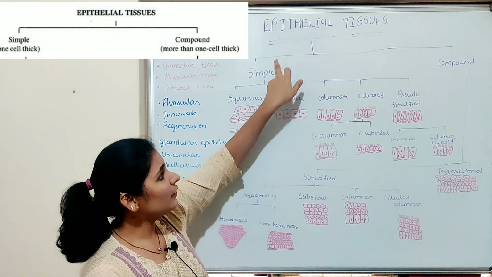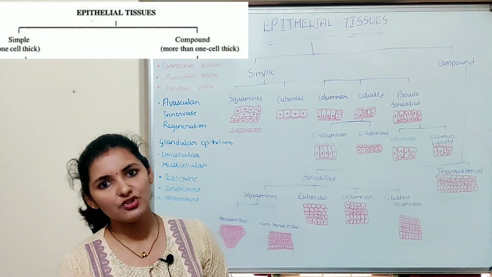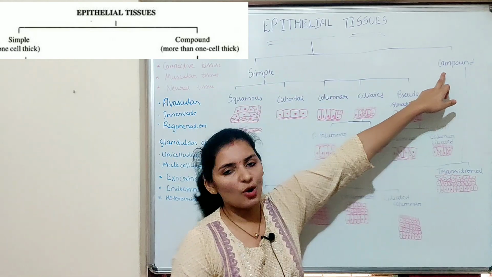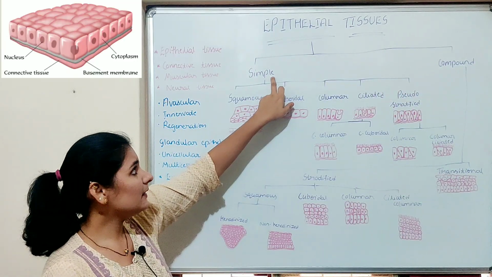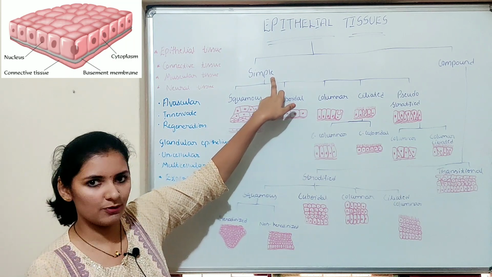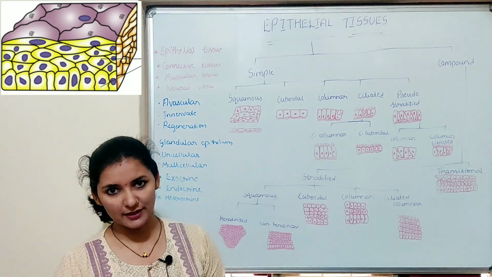Epithelial tissue is mainly divided into two types based on the shape of the cell and the arrangement of the cell. And the two types are simple epithelium and compound epithelium. Simple epithelium, as the name indicates, is very simple, made up of a single layer of cells, whereas compound epithelium is made up of two or more layers of cells.